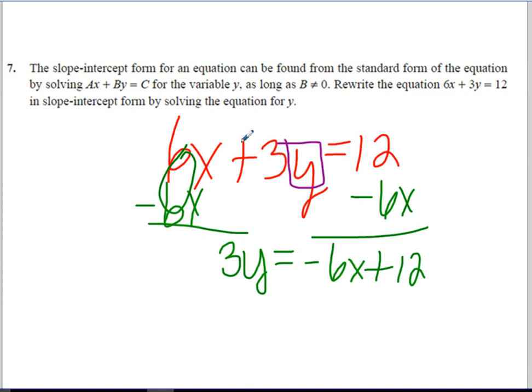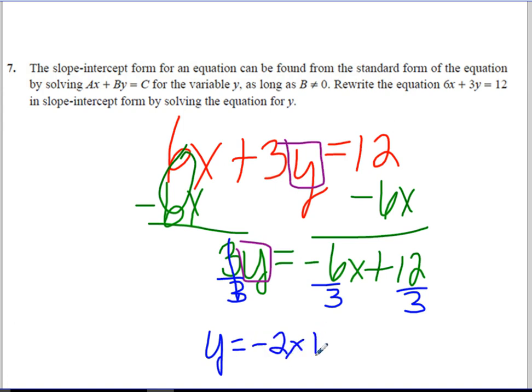And then again, we want to get the y by itself, so the last thing we need to do is divide by 3. Now remember, everything has to get divided by 3. So we're going to put divide by 3 over here, and the whole thing over here is divided by 3. I like to break it up and show each one individually divided by 3. It helps me do my math better. And so y equals negative 2x plus 4. That is my equation in slope-intercept form.